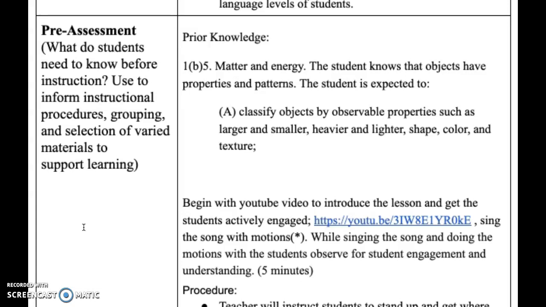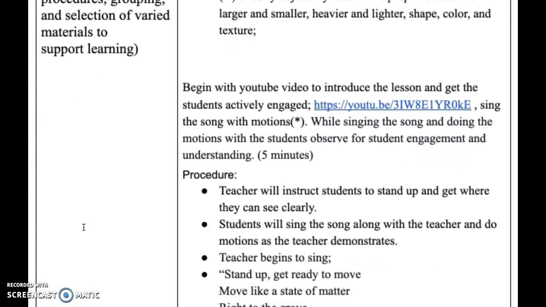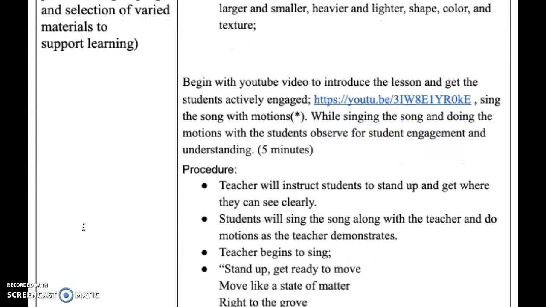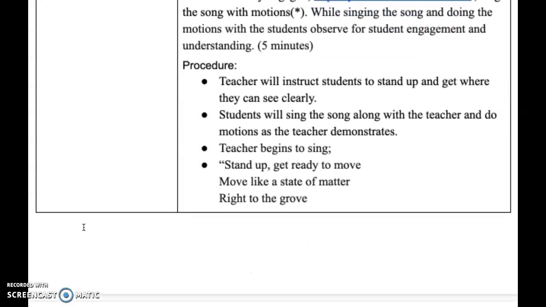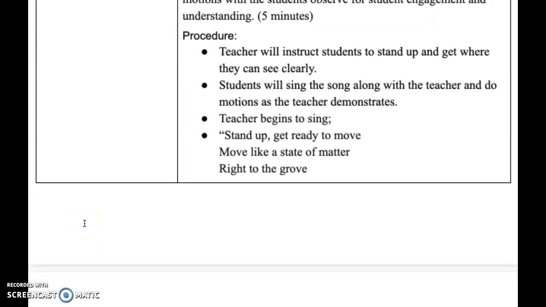So beginning with the YouTube video, I will use this to introduce the lesson and get the students engaged. We will sing the song with motions, while singing the song and doing the motions with the students, while the students observe for student engagement and understanding. So here's the procedure to do so. The teacher will instruct the students to stand up and get where they can see clearly. The students will sing the song along with the teacher and do the motions as the teacher demonstrates.